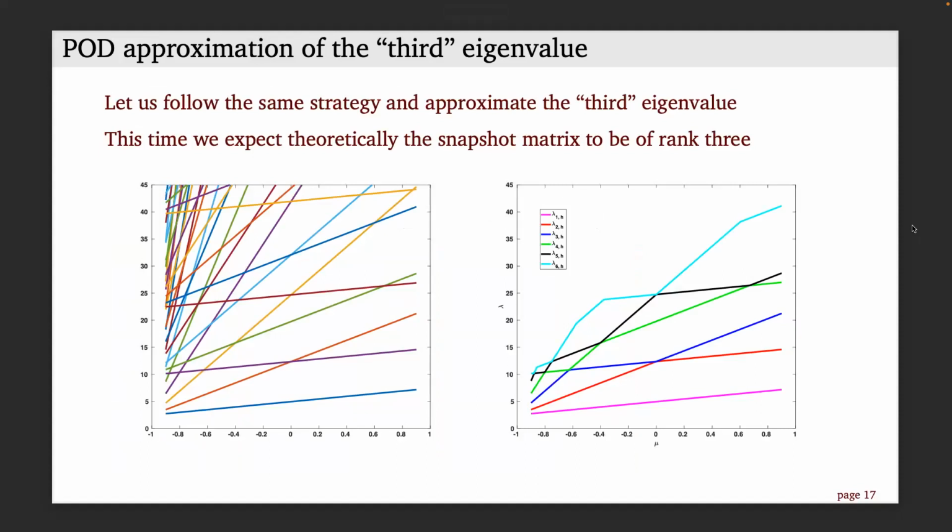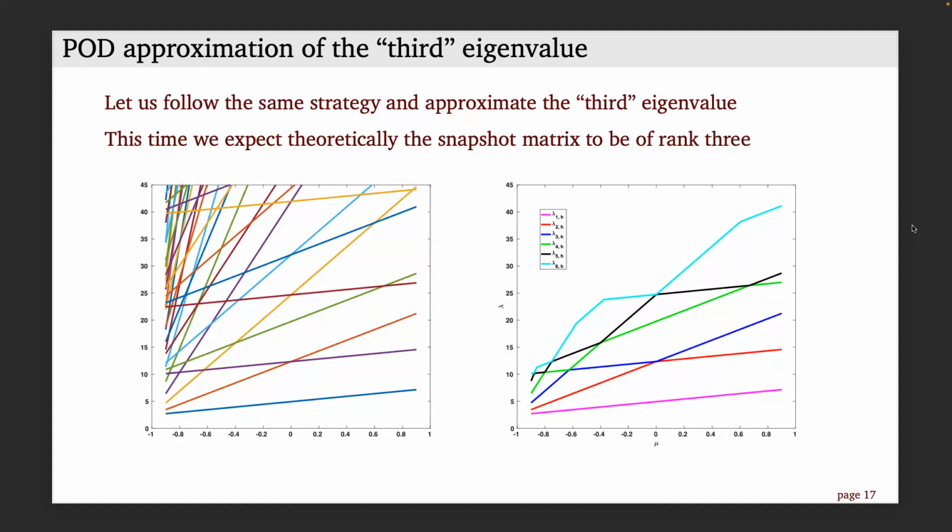Let's try to compute now things for the third eigenvalue. The third eigenvalue is which one? I would look at the picture to the right, and for us now the third is the blue one. So the one that at each point of the parametric space corresponds to number 3. And you can see that you have 2 corners in this curve.